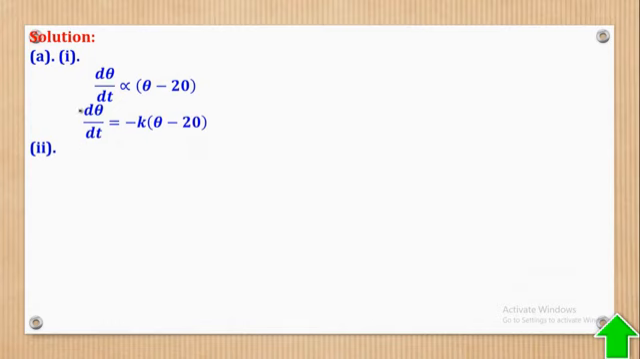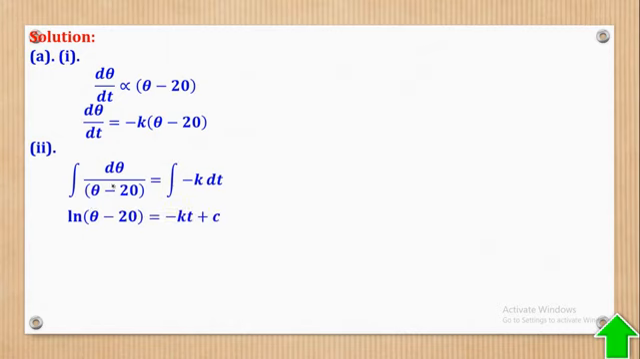So here we realize that this is a separable differential equation, and I think by now you know how to solve a separable differential equation. One is to separate variables and put integrals on both sides. The next is to integrate. So this gives you that and this gives you that, plus the constant of integration. The next is to use the initial condition.